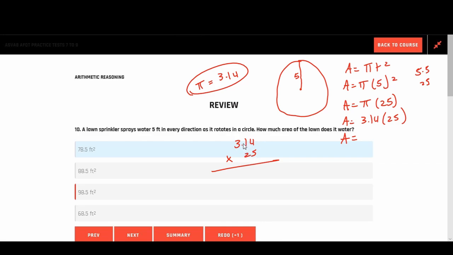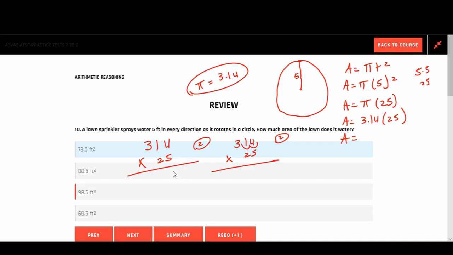To make it easier, I'm going to shift this decimal 2 decimal places. So in reality, I'm doing 314 times 25, albeit with 2 decimals to shift back in at the end. So let's go ahead and get started. Hopefully I don't make any mistakes, but if I do, I'll probably catch them.